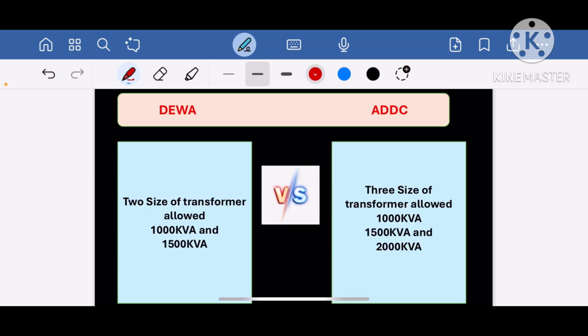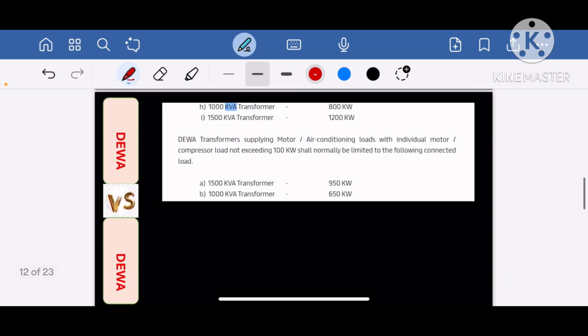Now let us move to the other difference between DEWA and ADDC regulation. As per DEWA, only two sizes of transformer are accepted. One is 1000 kVA, another is 1500 kVA. But as per ADDC regulation, three sizes of transformer are allowed. That is 1000 kVA, 1500 kVA and 2000 kVA.